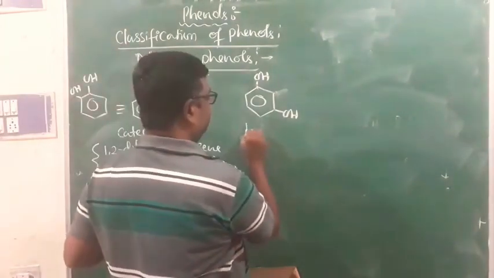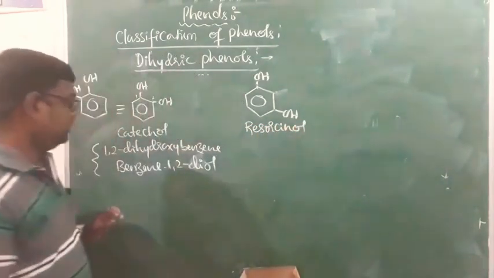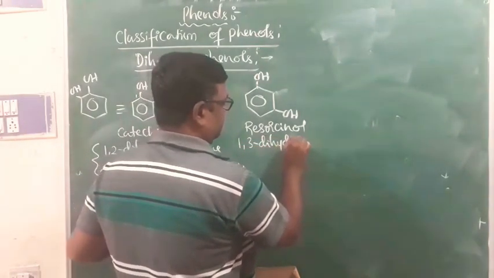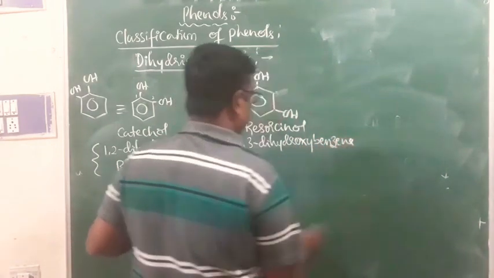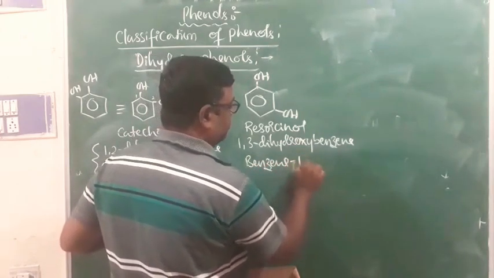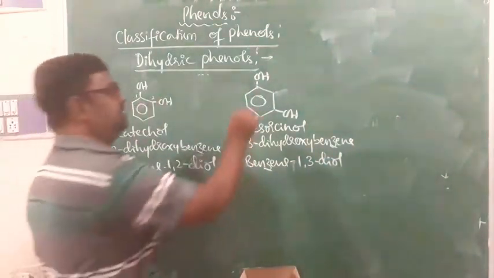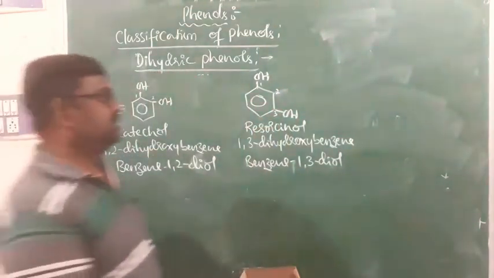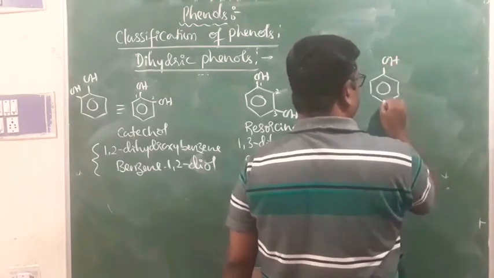This is what we call resorcinol. Or you can say this is 1,3-dihydroxybenzene. It is 1,3-dihydroxybenzene or benzene-1,3-diol, because the 2 OH groups are at the 1,3 positions.